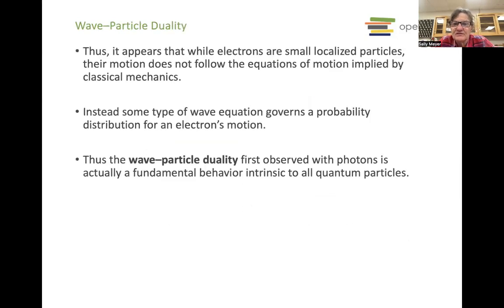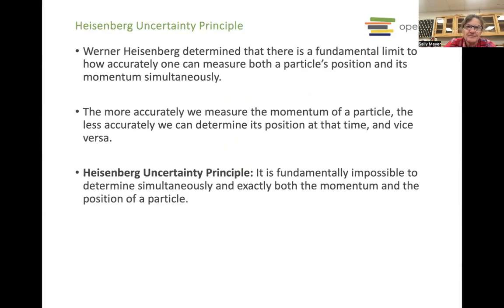So it appears that while electrons are small localized particles, their motion does not follow the equations of motion implied by classical mechanics. So Newton's equations of motion, which up to this time had been used to solve the motion of all particles, don't work when you're talking about small things like electrons. Instead, some type of wave equation governs a probability distribution for an electron's motion. And so the wave-particle duality first observed with photons is actually a fundamental behavior intrinsic to all quantum particles.